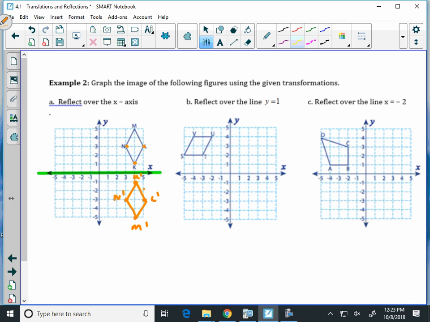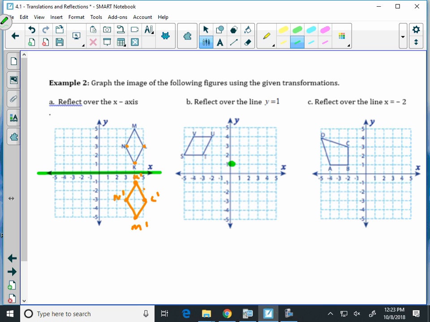So to take a look at B, I think the hard part about reflections is graphing lines correctly. Sometimes we get mixed up how to graph those lines. We want to reflect this figure over the line y equals 1. So I'm going to go to where y is 1, on the y-axis. Here's the tricky part. What type of line are we going to draw through that point? Are we going to draw a horizontal line or a vertical line? Horizontal, very good.